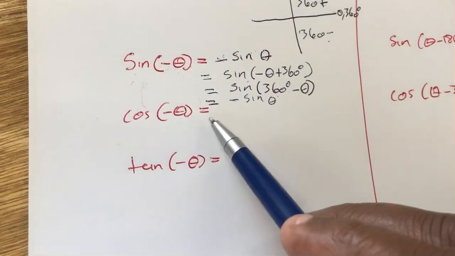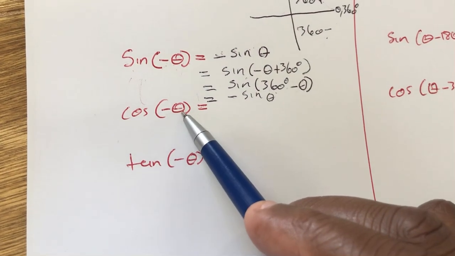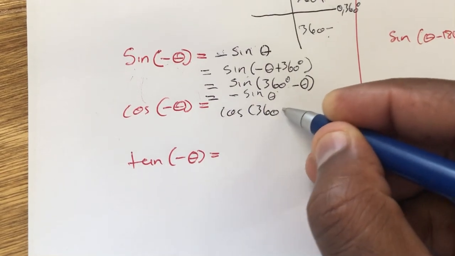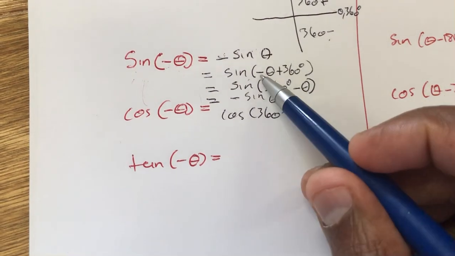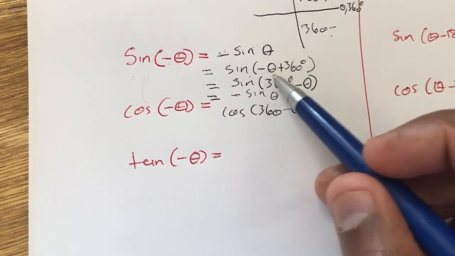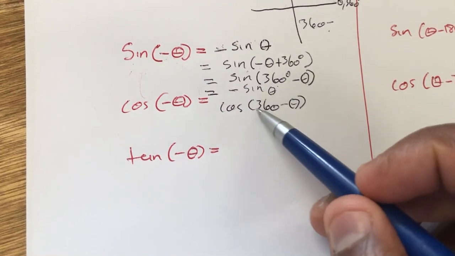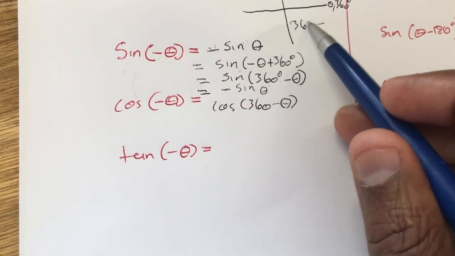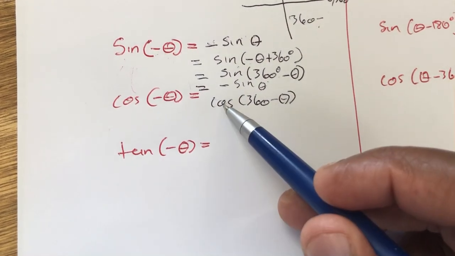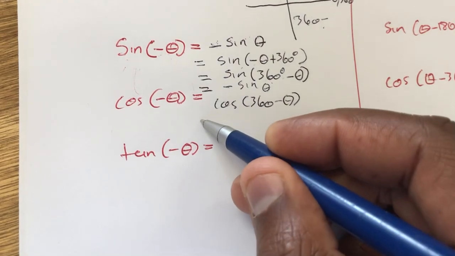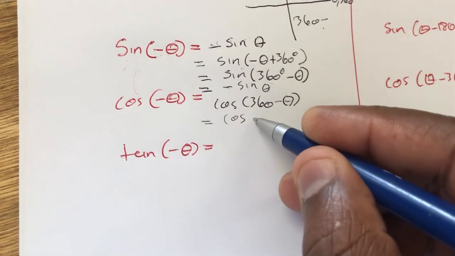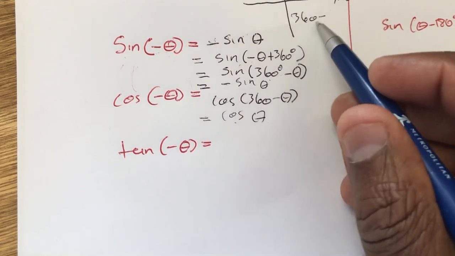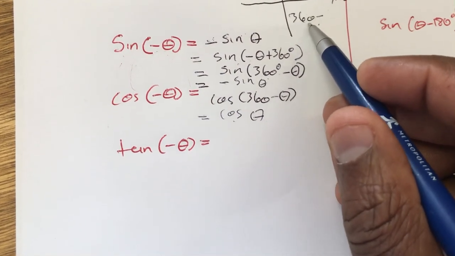Okay, the very same thing applies to this one. If you add 360 here, it means now you're going to have the cos of 360 minus theta. Whenever you rearrange it, it will be 360 minus theta. So it lies in the fourth quadrant. That's why we have a positive cos of theta. Okay, it's positive cos of theta because in the fourth quadrant only cos is positive.